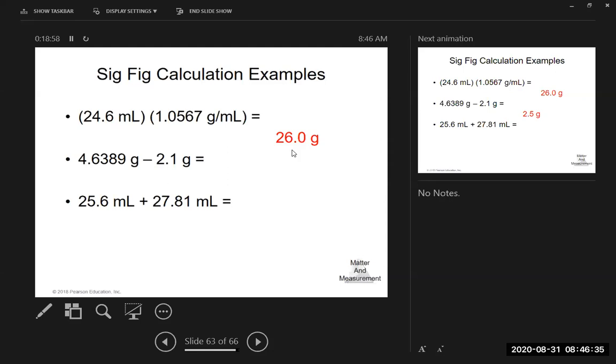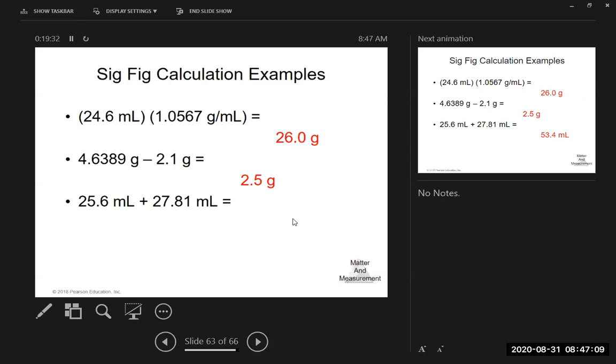The next one, we're doing a subtraction here, 4.6389 minus 2.1. How many significant figures are we going to have on that one? 2, okay, yeah, because we said, once again, that with addition and subtraction, what drives it is whichever one has the least number of digits past that decimal point. In this case, the 2.1 just has the 1 digit.